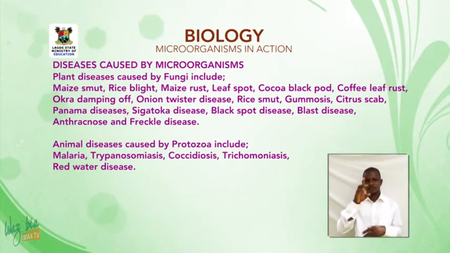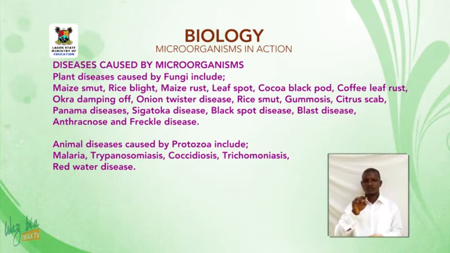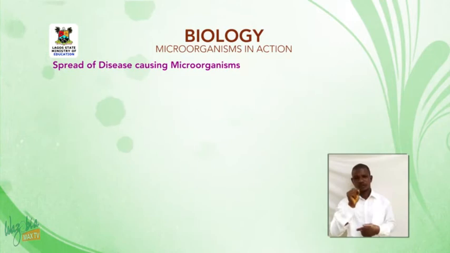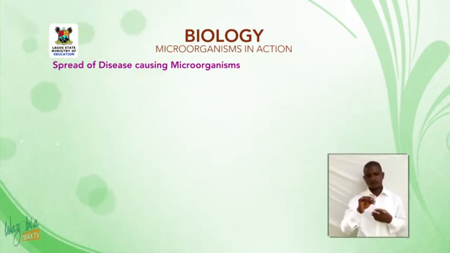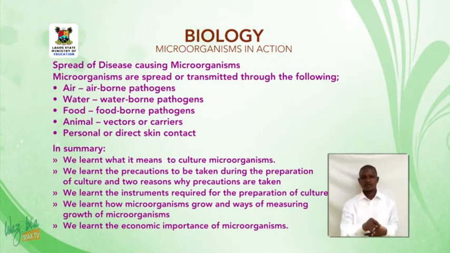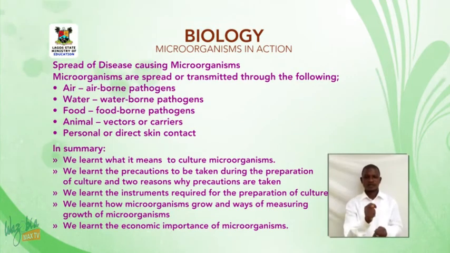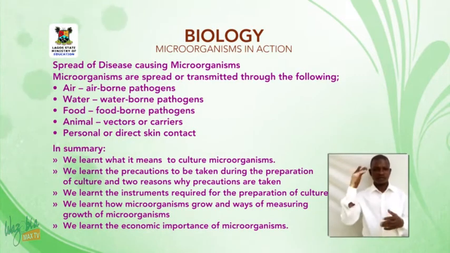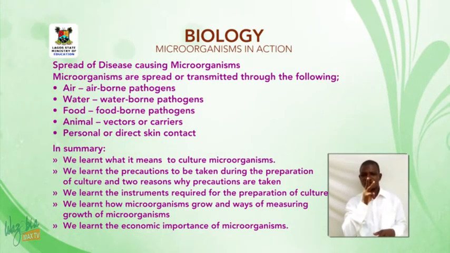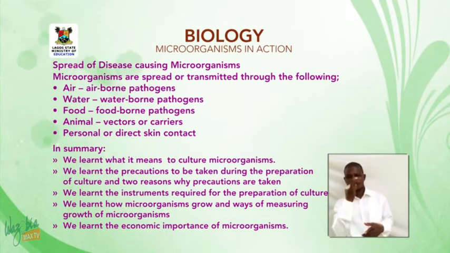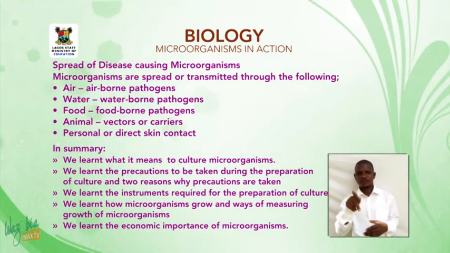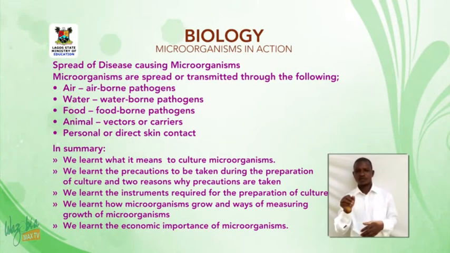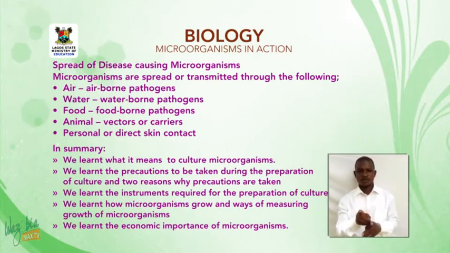Animal diseases caused by protozoa include malaria, trypanosomiasis, coccidiosis, trichomoniasis, red water disease. Spread of disease-causing microorganisms. Microorganisms are spread or transmitted through the following: air (airborne pathogens), water (waterborne pathogens), food (foodborne pathogens), animal vectors or carriers, and personal or direct skin contact.